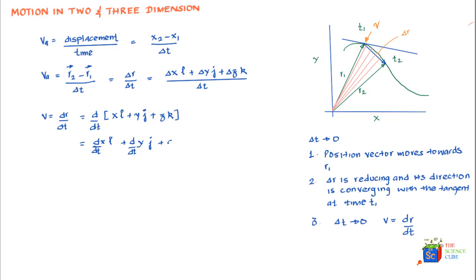yj plus d upon dt of zk, which then is nothing but velocity in x direction plus velocity in y direction plus velocity in z direction. So instantaneous velocity can be shown in this manner.